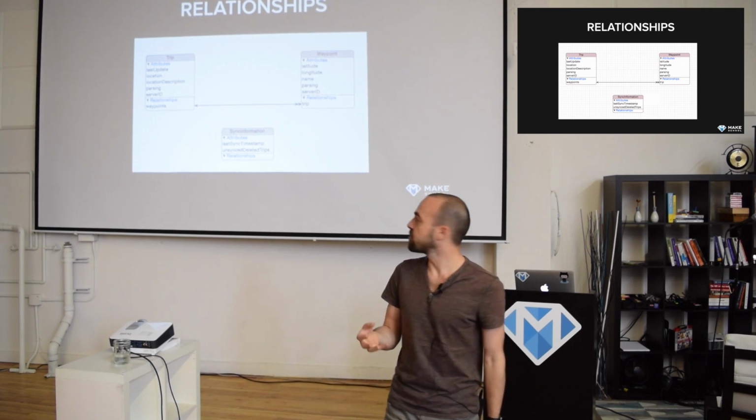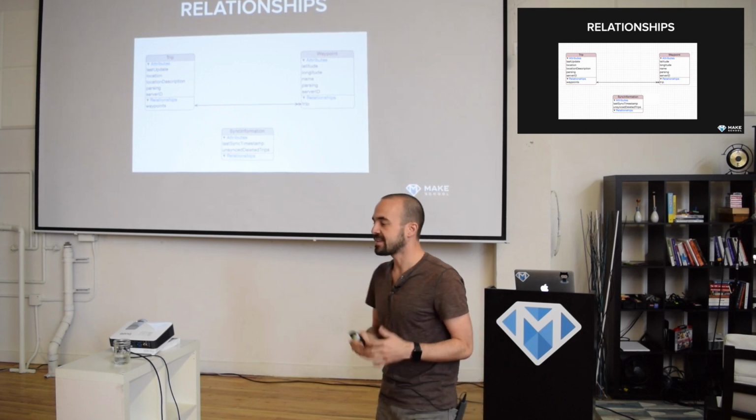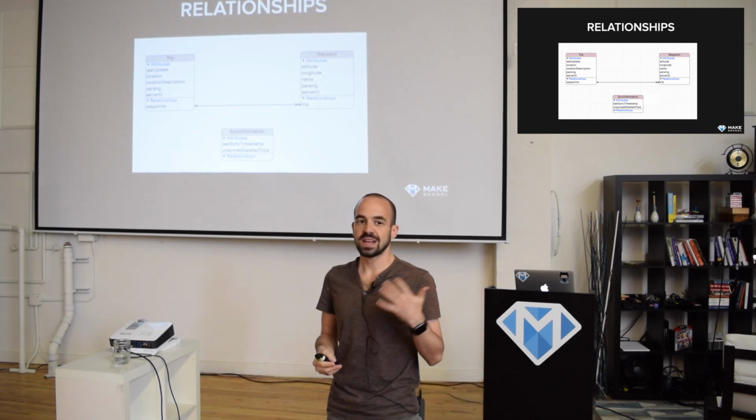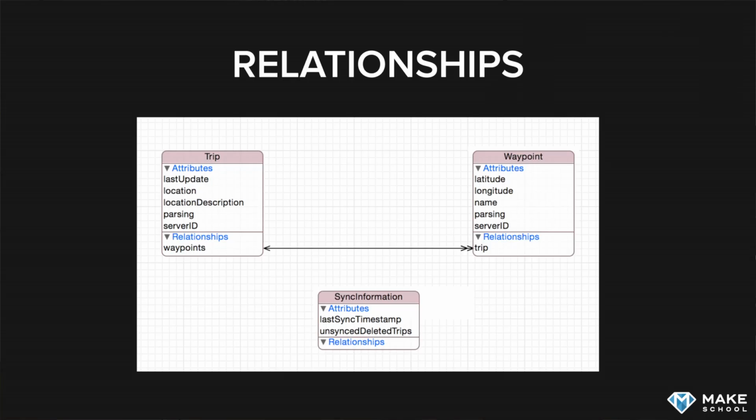So when you create your Core Data model, you're going to think about what are the different entities that I have. Basically the same way you would think about which classes do I create for the objects I want to store, and then you think about the relationships between them. In this case, one trip has many waypoints. And then you define these relationships in Core Data.